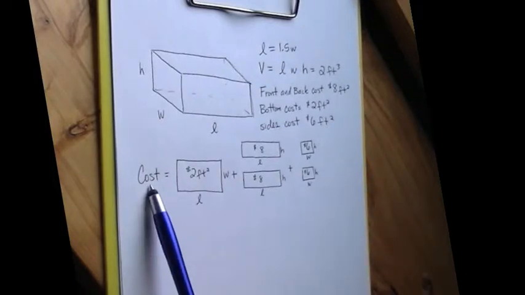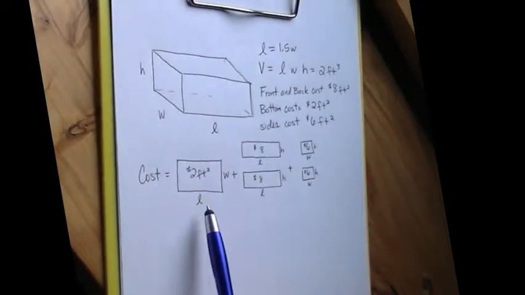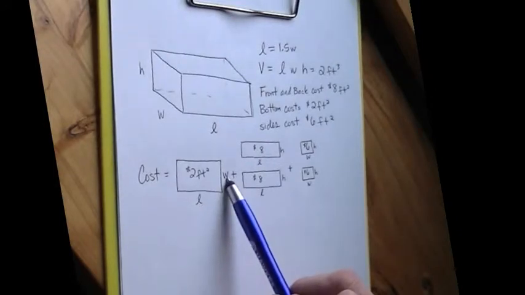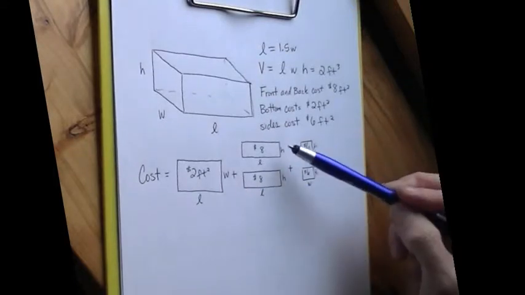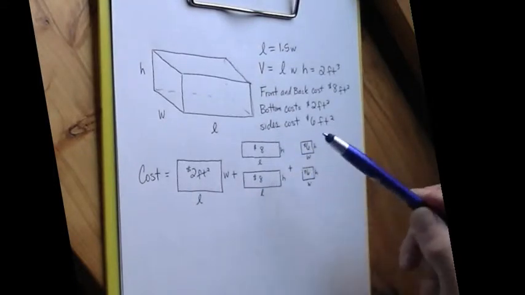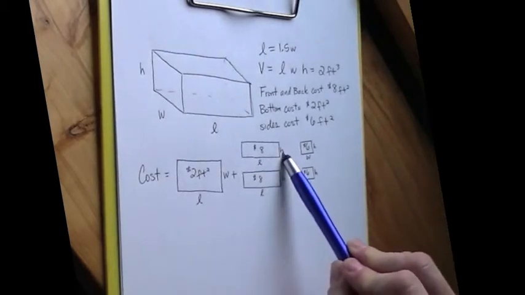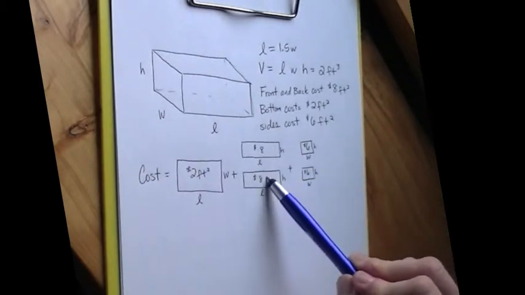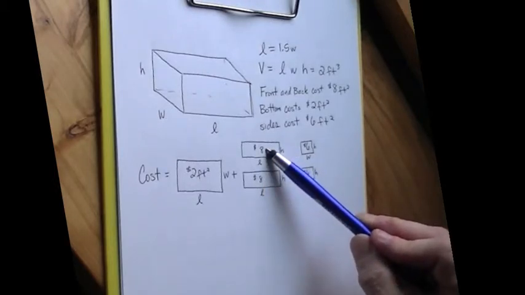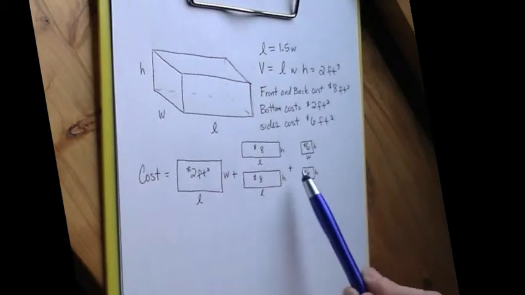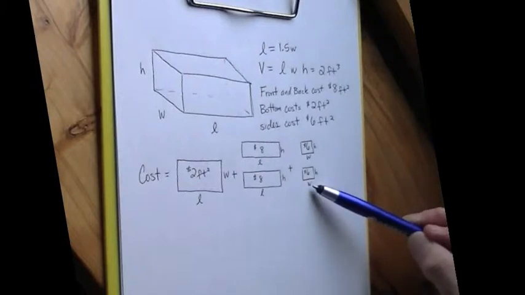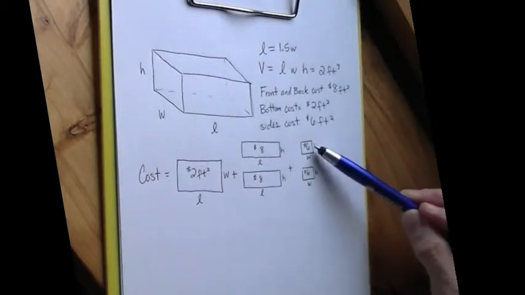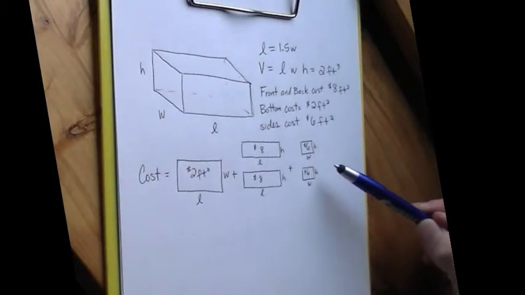So our overall cost is going to be the cost for the bottom, and the bottom is just a length times a width, and it's $2 per square foot. And then I'm going to add to that the cost for the front and the back. So the front and the back is going to be a length times a height, and I have two. I have a front and a back, and it's going to cost $8 per square foot for the front and the back. And then I'm going to add the cost for the sides, and the sides will be width times height, and there's 2 sides, and each of them is going to have a cost of $6 per square foot.